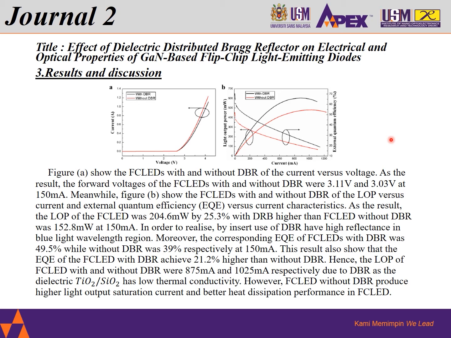Hence, the saturation currents of the flip chip LED with and without DBR were 875 milliampere and 1025 milliampere respectively, because the dielectric TiO2 per SiO2 DBR has low thermal conductivity. However, the flip chip LED without DBR produces a higher light output saturation current and better heat dissipation performance in the flip chip LED.